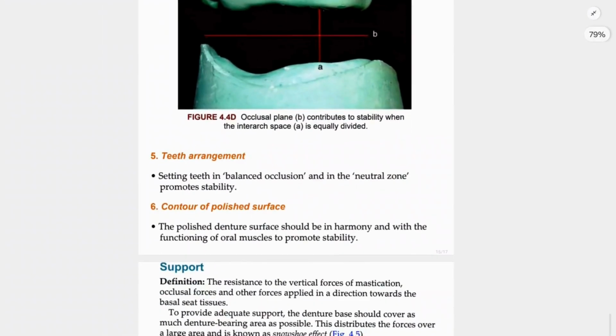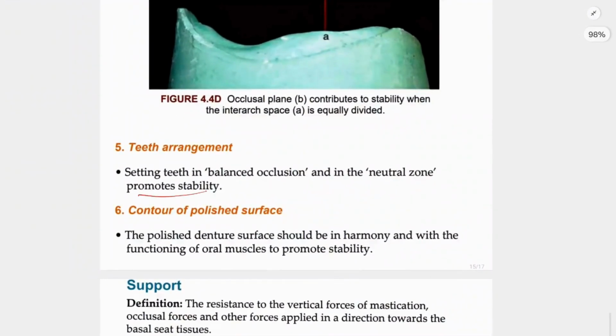Then comes the teeth arrangement. Setting teeth in balanced occlusal and neutral zone promotes stability. So you can connect these points to the mechanical factors of the retention. And then is a contour of the polished surface. The polished denture surface should be in harmony with the functioning of the oral mucosa.